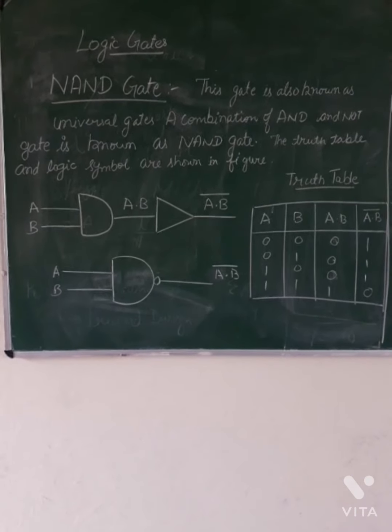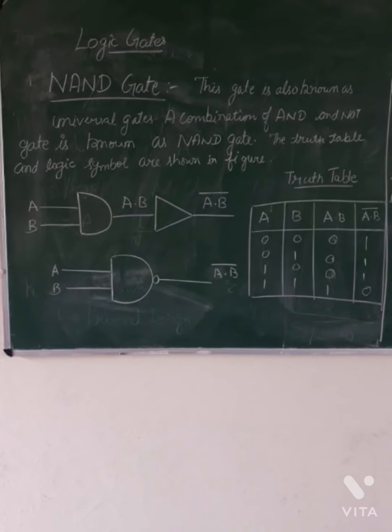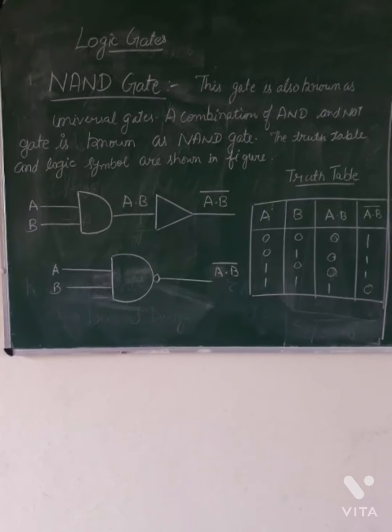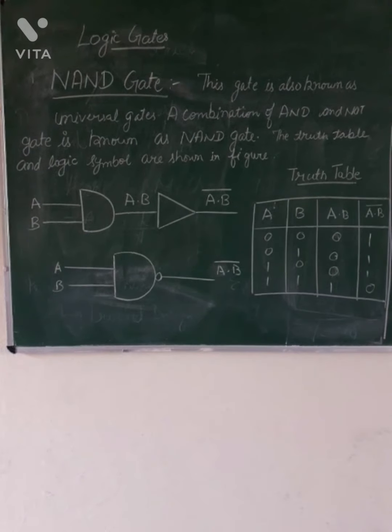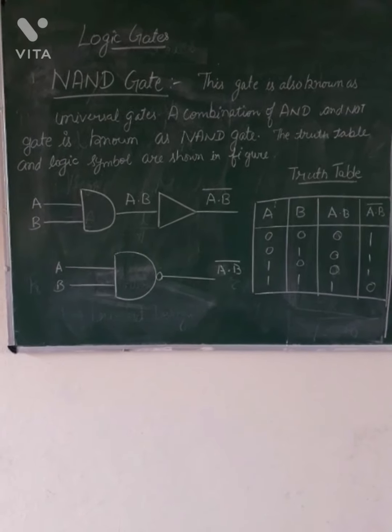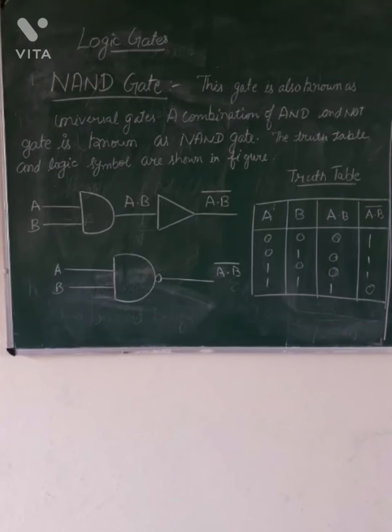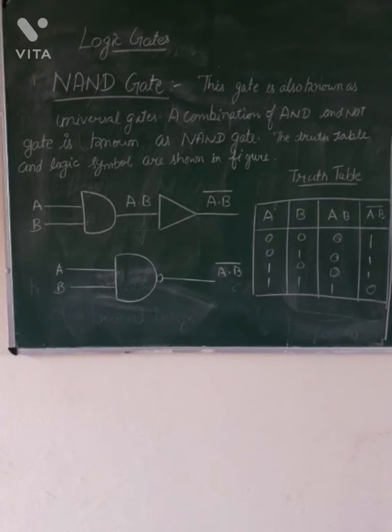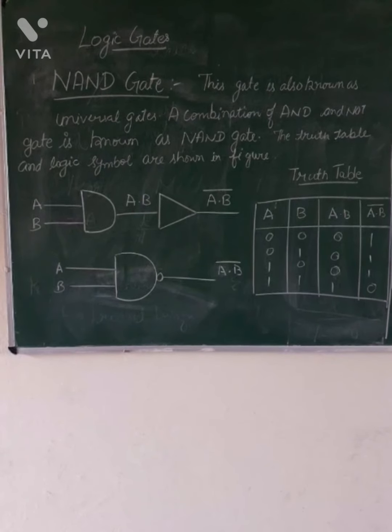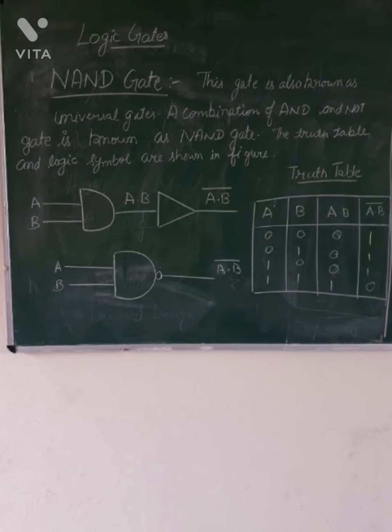This gate is also known as a universal gate. What is the definition of these gates? If you know about the AND gate and NOT gate, then you can do the NAND gate. Otherwise, you have to study the AND and NOT gates first. So the definition is: the combination of AND gate and NOT gate is known as NAND gate.